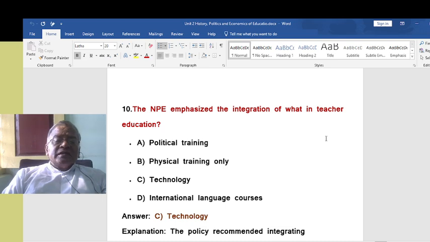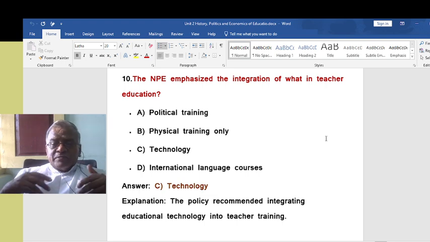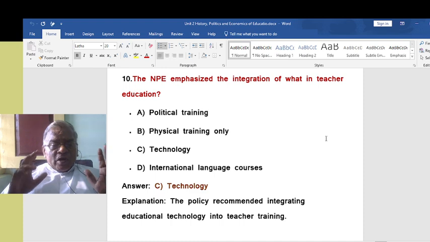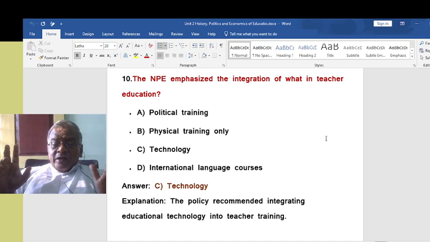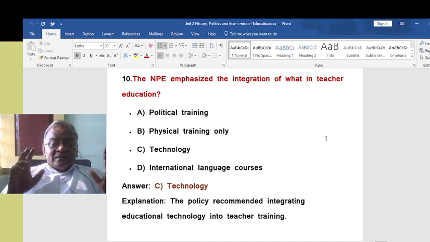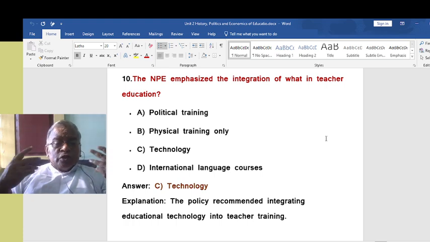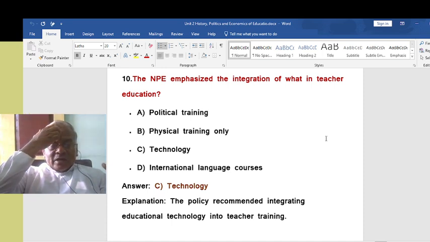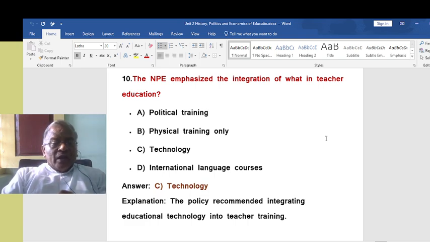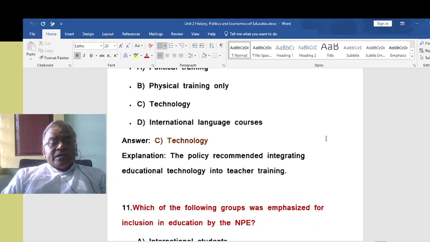The NPE emphasized the integration of what in teacher education? That is technology. See, for the first time they were speaking about technology. Because of that, India prospered very fast, no doubt about it. Those students who were having MCA or MA, M.Sc computer science and all, immediately they were offered lucrative jobs all over India. We could witness that. So that happened because of this NPE. So technology. The policy recommended integrating educational technology into teacher training.